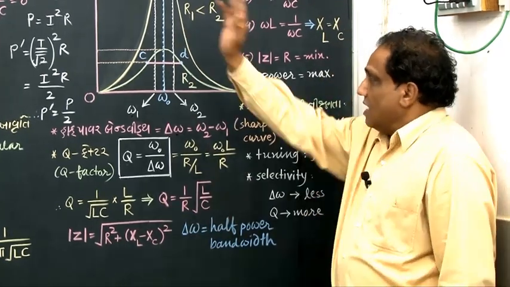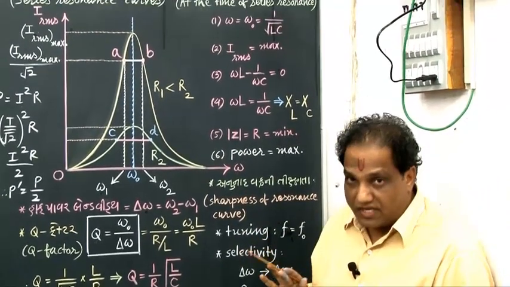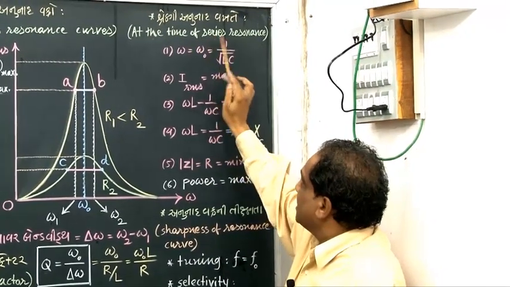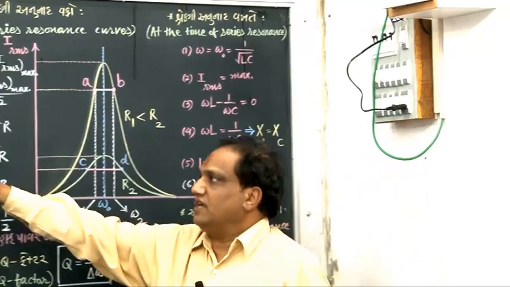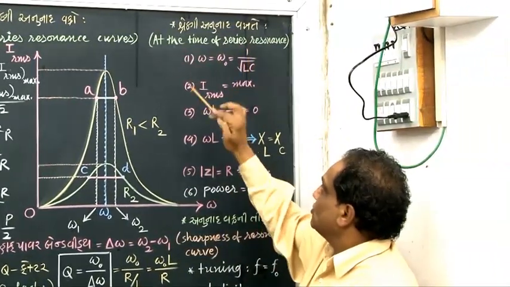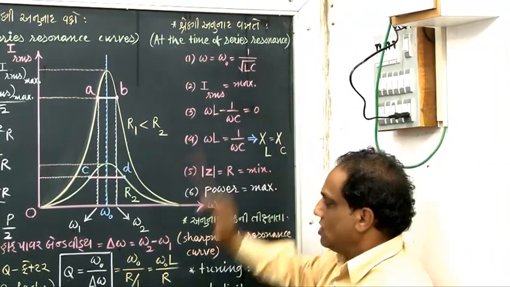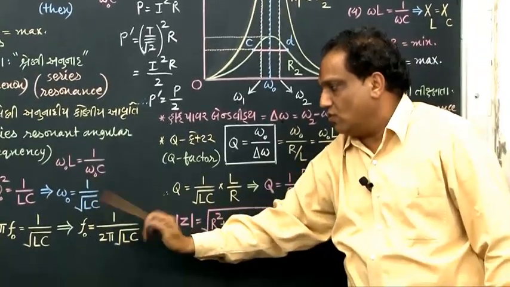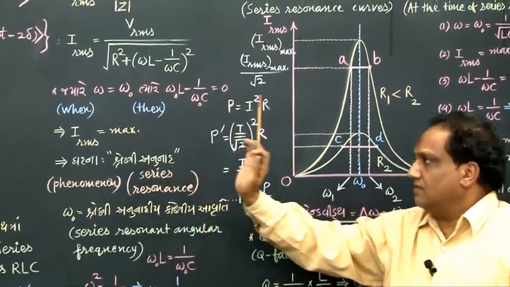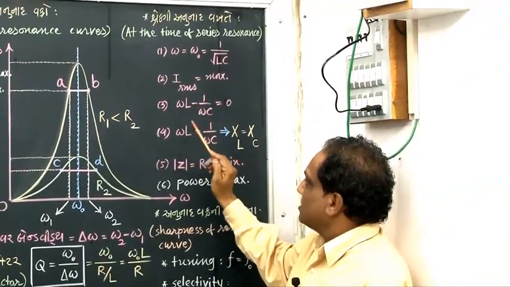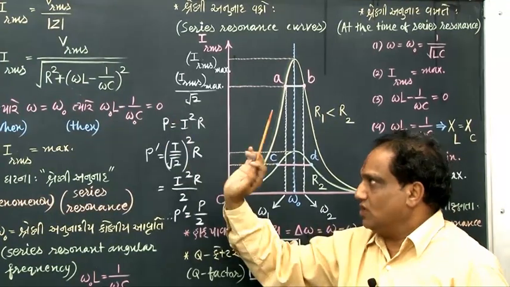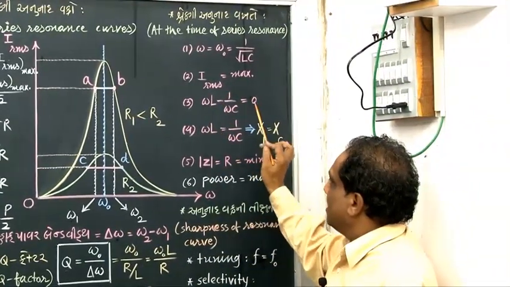Now tell me, how many points are noteworthy at the time of resonance? I am showing you. At the time of series resonance, first, the angular frequency of the AC source has become definite, and that definite value is equal to omega 0, whose formula is 1 upon under root LC. Omega 0 equals 1 upon under root LC. Second point, the value of IRMS becomes maximum. What about the imaginary part of complex impedance? It becomes 0.